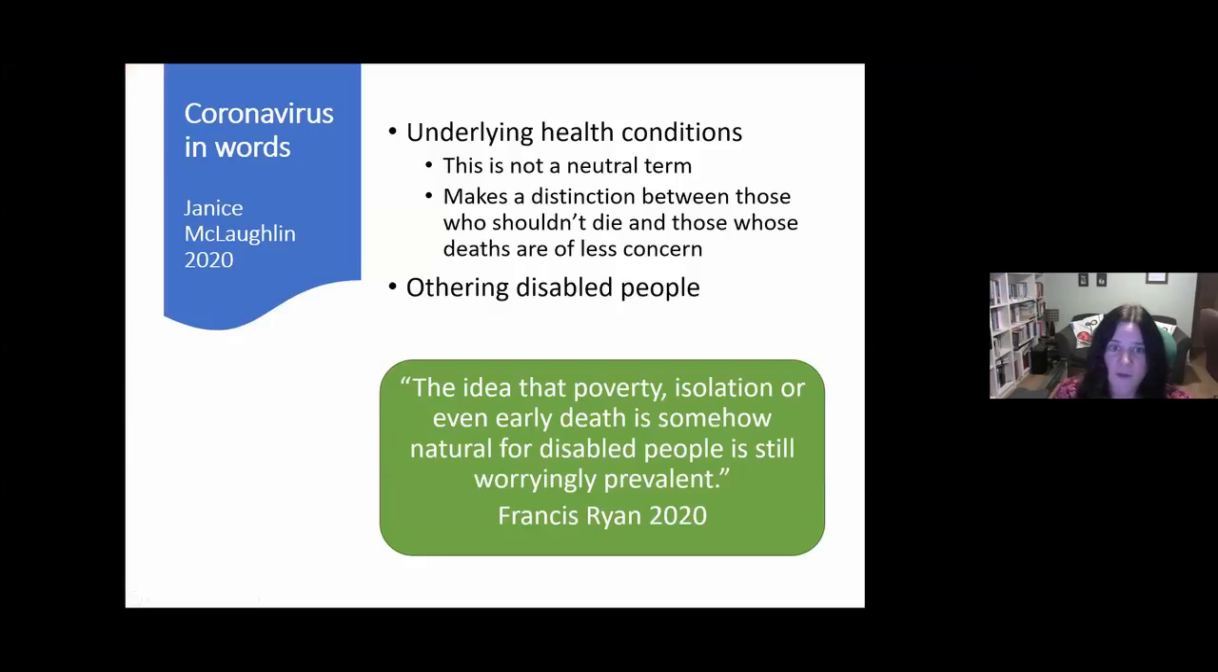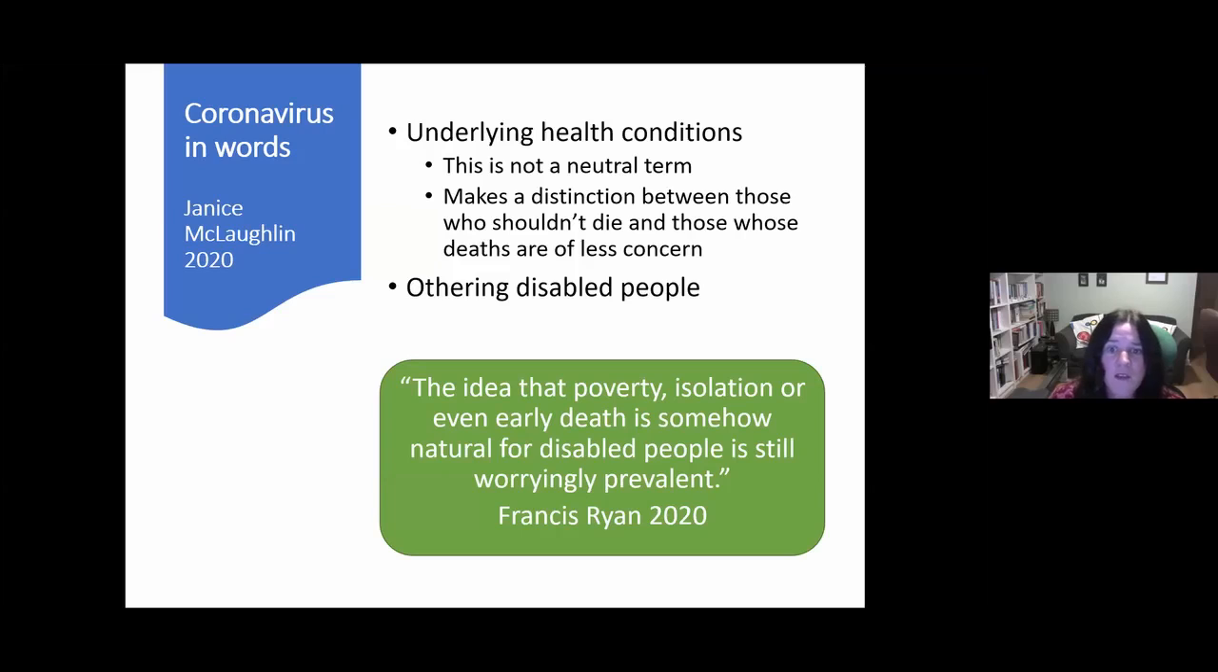So let's break this down. Underlying health conditions. This is not a neutral term. What this term does is it makes a distinction between those who shouldn't die and those whose deaths are maybe of less concern. It's another way of othering disabled people.